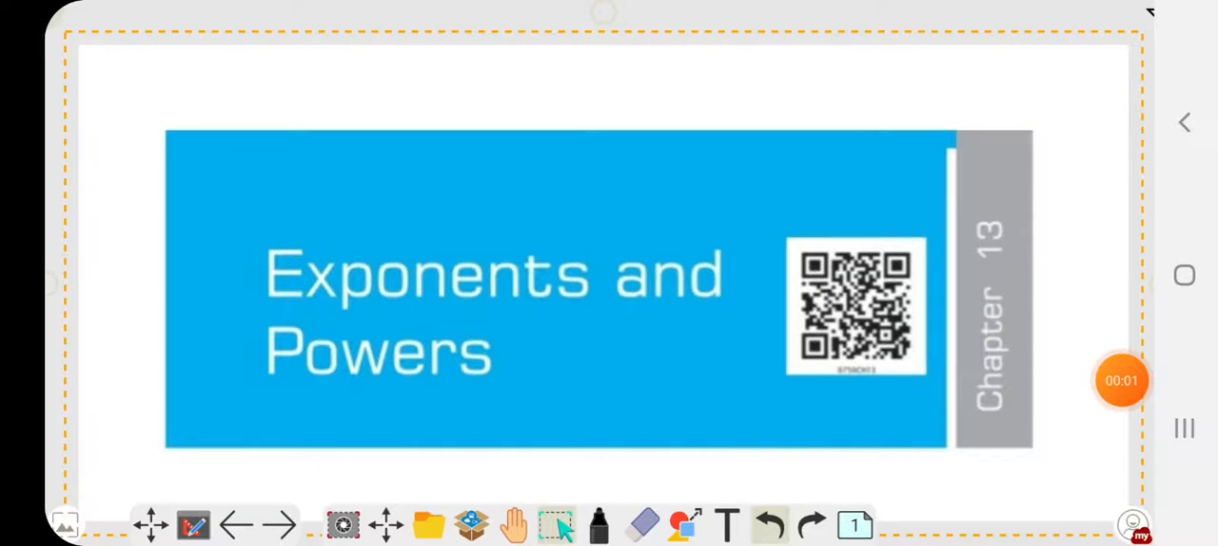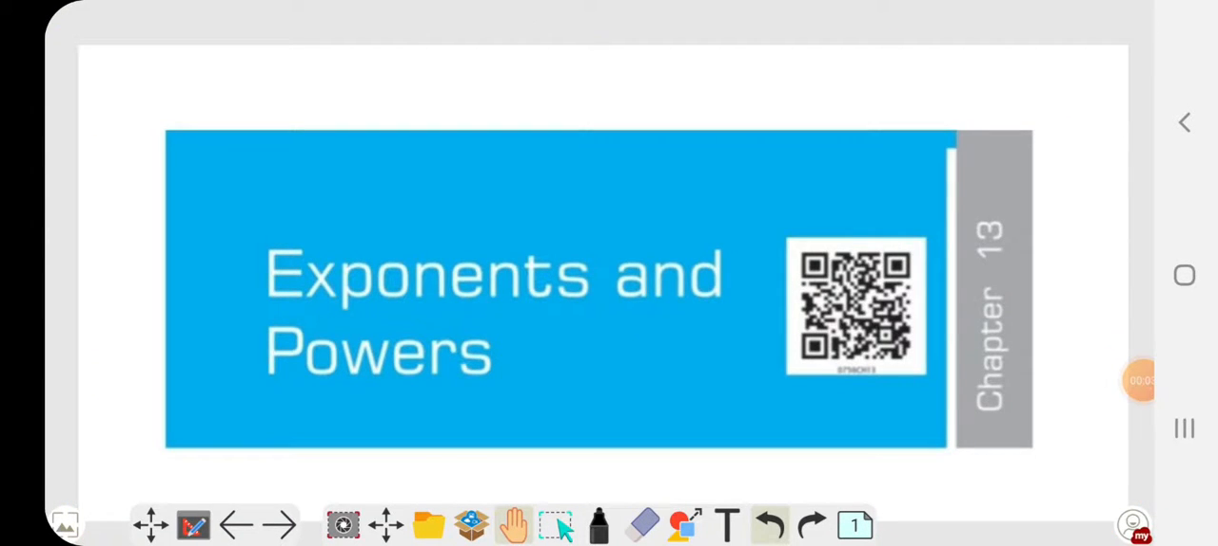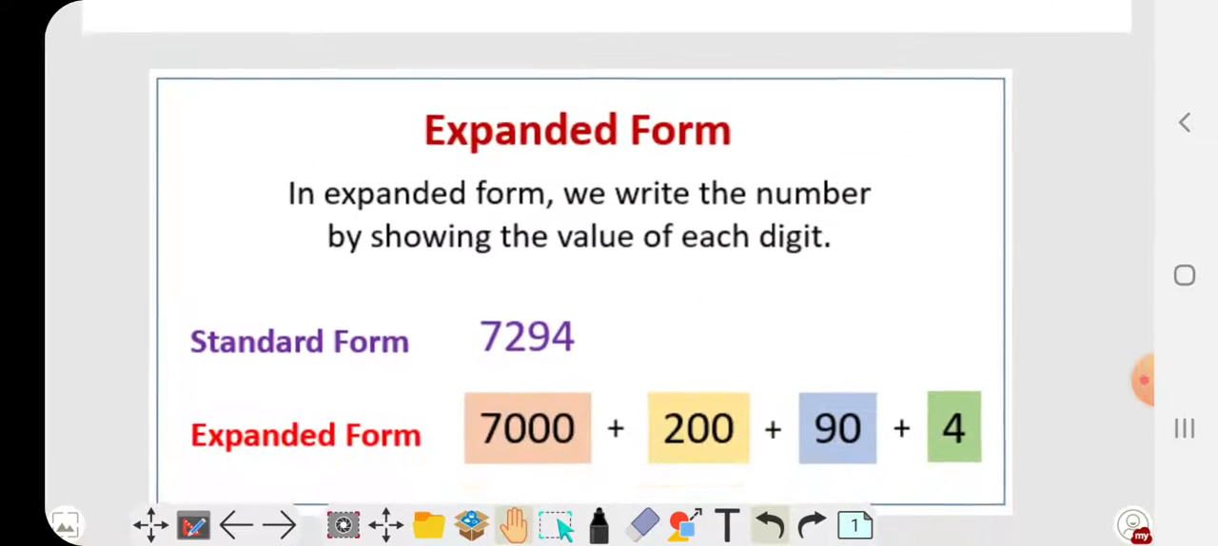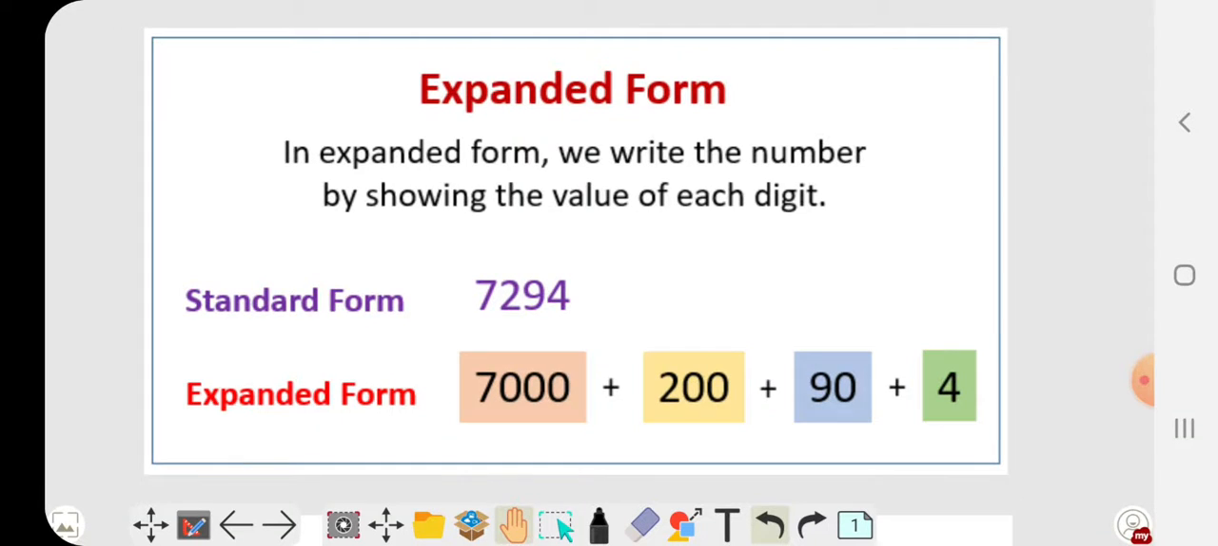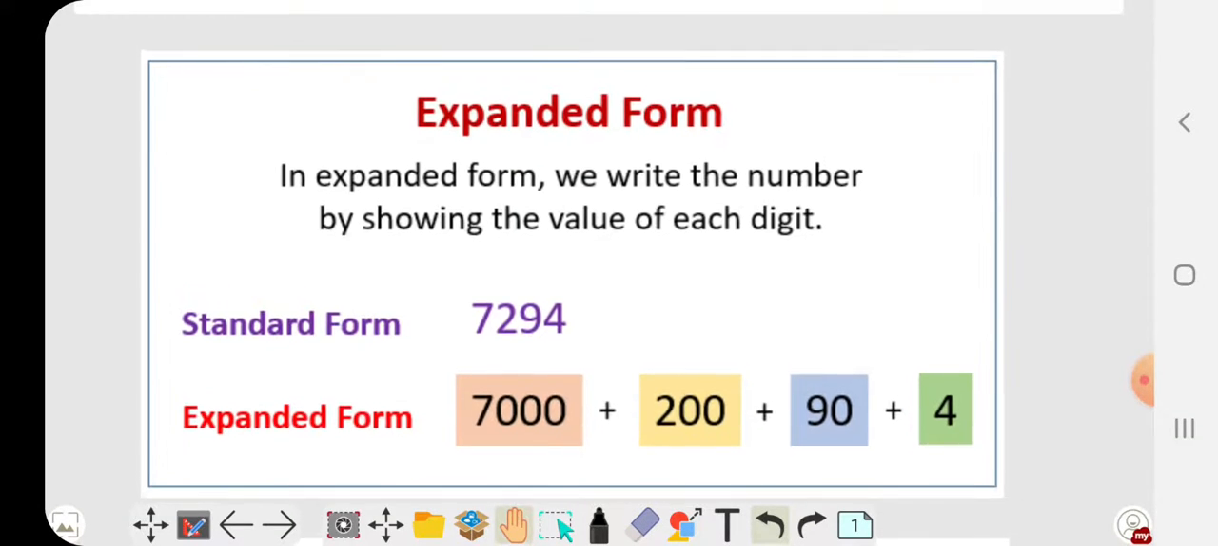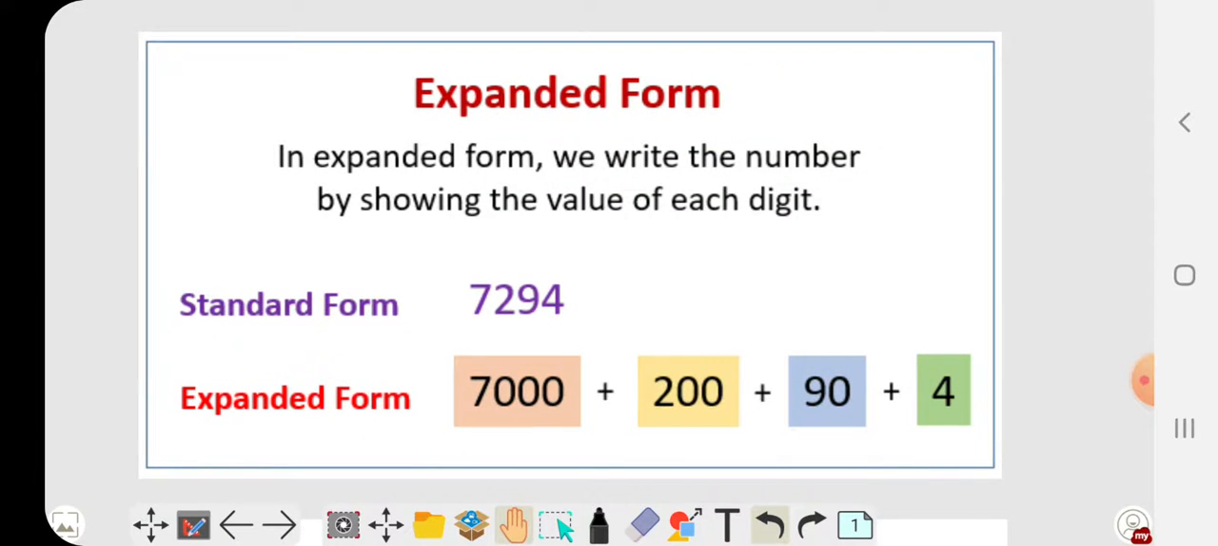Dear students, today we are again just doing some questions of the chapter number 13, exponents and powers. Here the questions are related with expanded form and standard form. Let's get to know what is expanded form of a number. In expanded form, we write the number by showing the value of each digit.